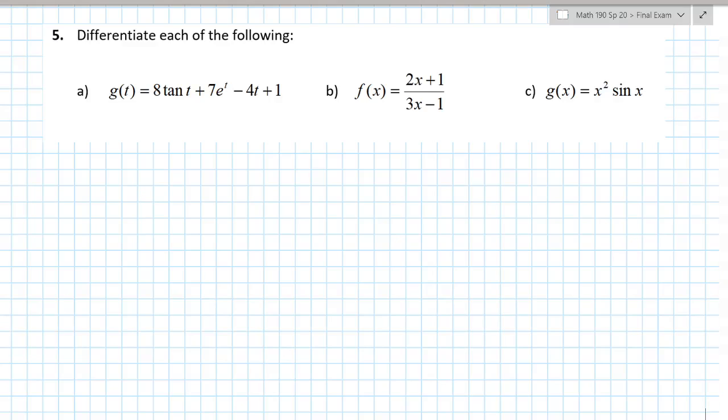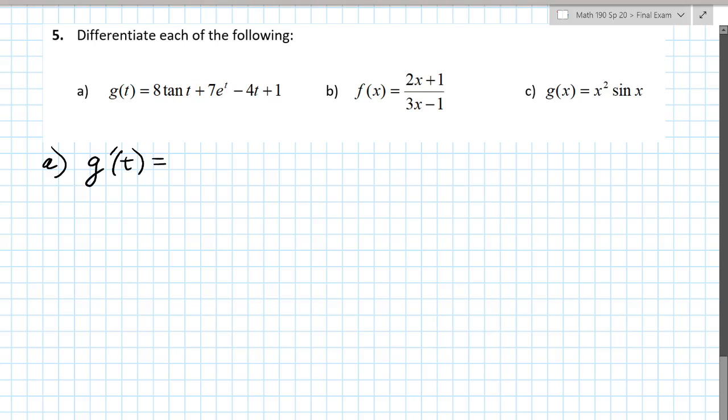We have to find the derivative of each of the following functions. So this is a matter of remembering our derivative rules. So let's start with the derivative of g. So for a, g prime of t.